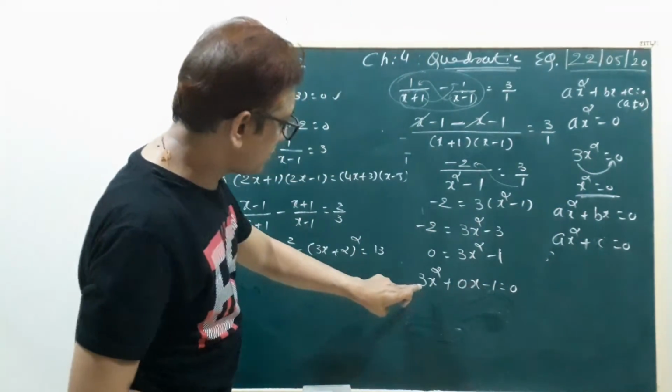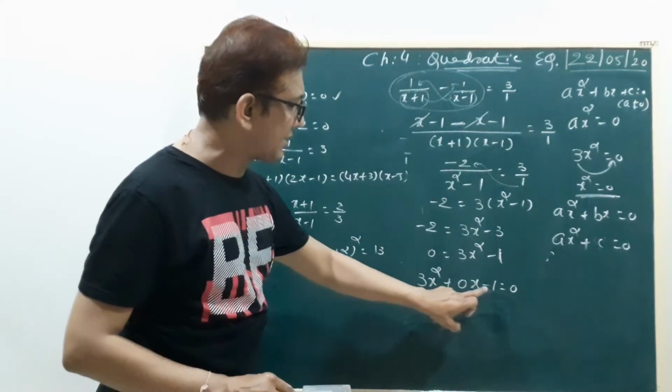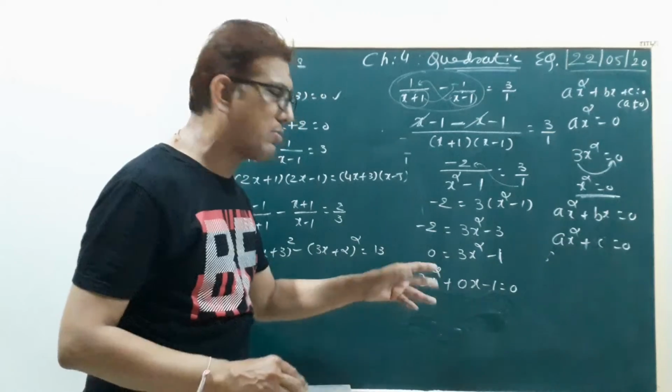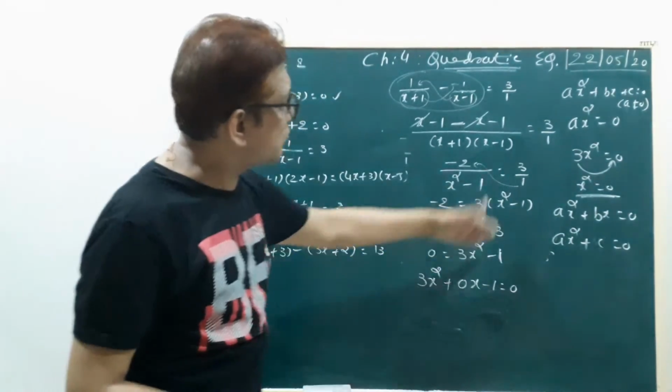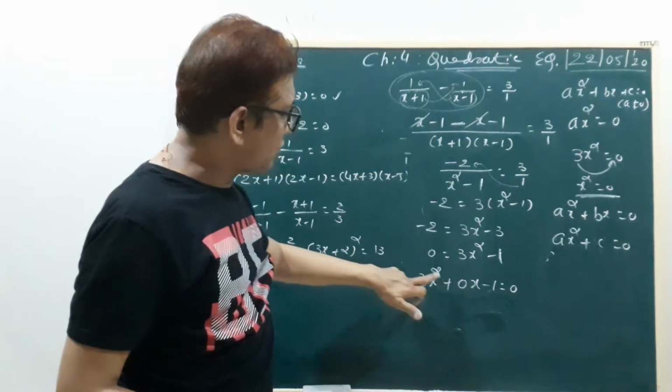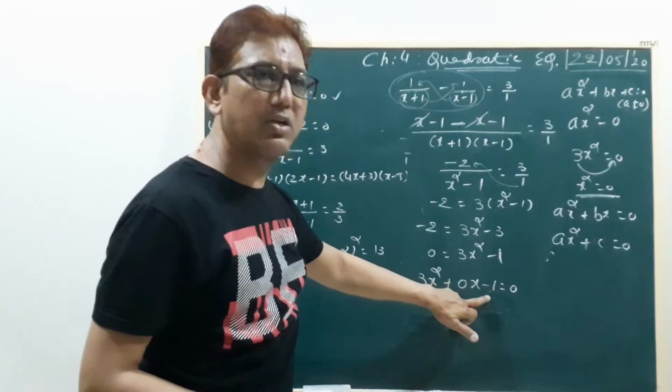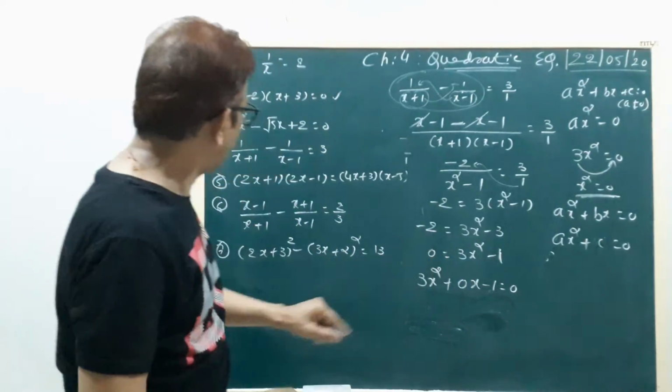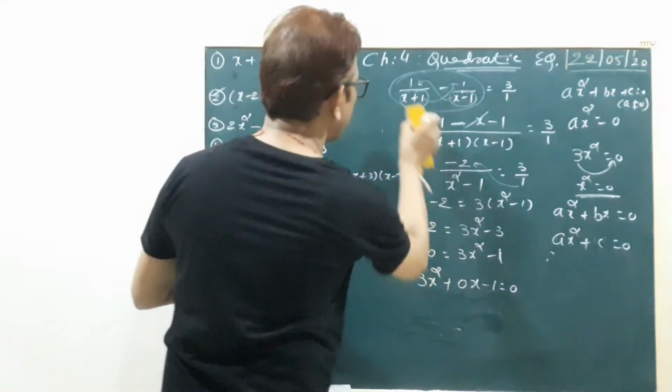Right? Okay. So this was 3x square plus 0x minus 1 equals 0. This is your standard form of the quadratic equation. Compare this one here: so a equals 3, b equals 0 and c equals minus 1. Is that clear? Okay. Now this question, the fourth one.